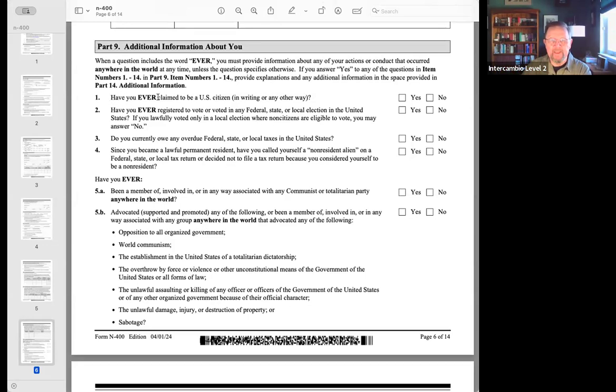So, for example, have you ever claimed to be a US citizen in writing or any other way? Maybe a job application or something. Have you ever registered to vote? And you know that you can't vote unless you're a citizen, but did you register?